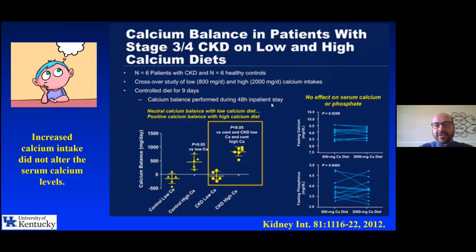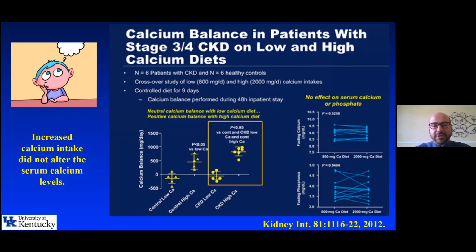How do we examine the calcium balance for these patients? This is not radioactive, right? This is very simple. These were 6 patients with CKD stage 3 and 4, and another 6 patients, and they gave them a controlled diet. So they know the content of calcium in their diet. I need anyone to explain to me how we can check the calcium balance in general for our patients.